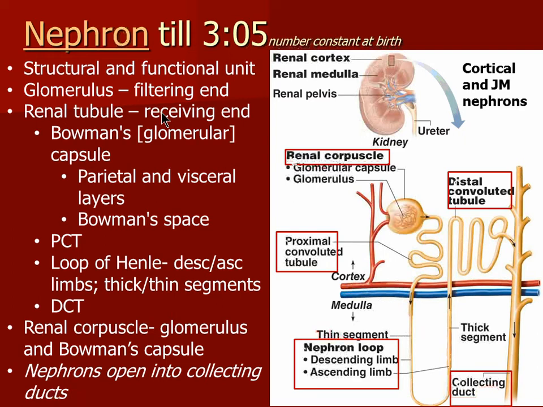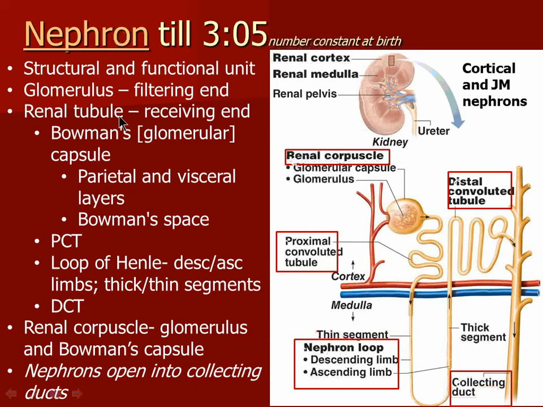The kidneys have to filter blood, so first you have to bring blood into the kidney, which has to be filtered. That is brought about by this capillary plexus called the glomerulus. So the nephron consists of the glomerulus, which is the filtering end, from where the blood is filtered. When blood is filtered, it has to be received into something, and that is called the renal tubule, the receiving end of the nephron. So the nephron consists of the glomerulus and the renal tubule.